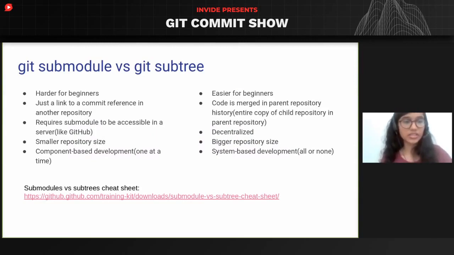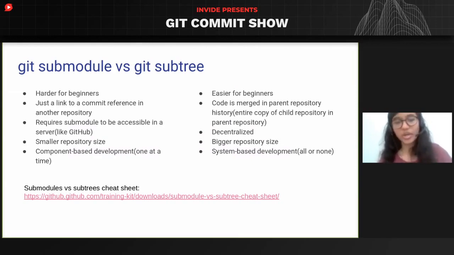And the next thing is Git submodule requires the submodule to be accessible via a link, like via a server. Because it's just a symbolic link that points, it requires a module to be accessible on a server. And the next thing is when it comes to Git subtree, it's pretty much decentralized. It works independently, although you can push and pull changes from the parent project.